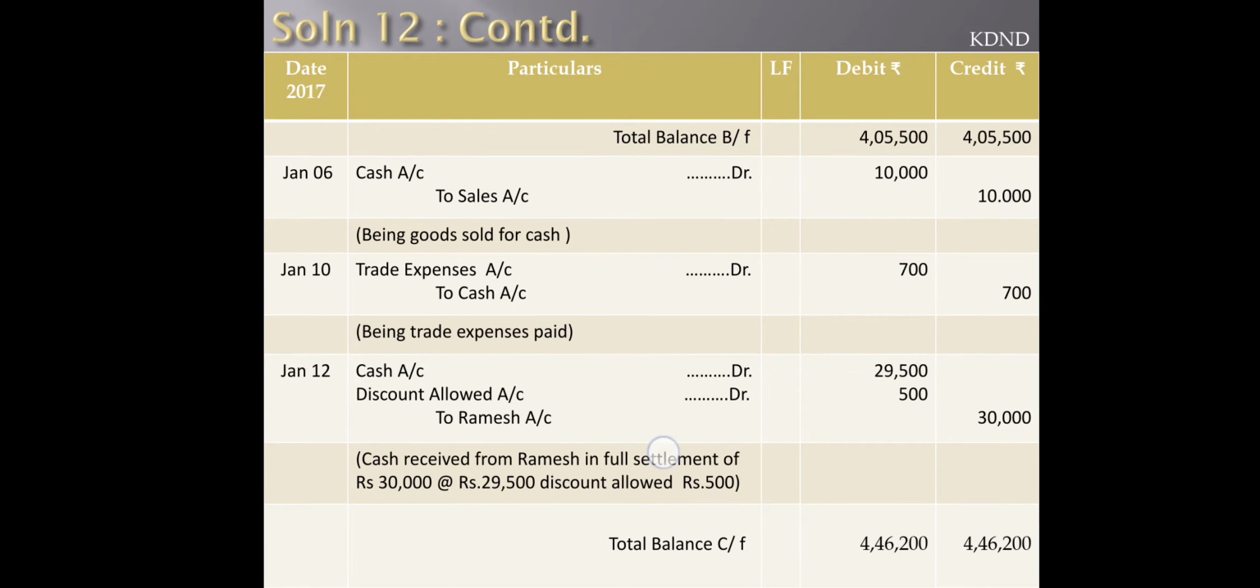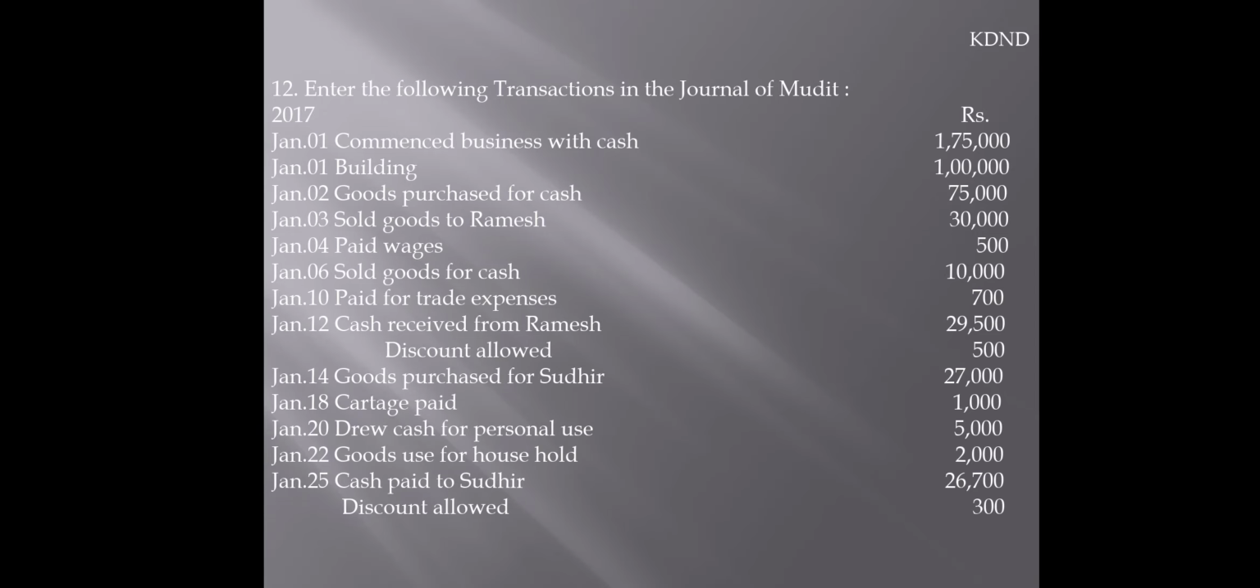Now we are going to switch to the next transaction, that is January 14, goods purchased from Sudhir. Here we have purchased goods from Sudhir. Sudhir is a person who is giving the goods on credit, so he is termed as our creditor. So purchase account debit to Sudhir, amount will be 27,000.